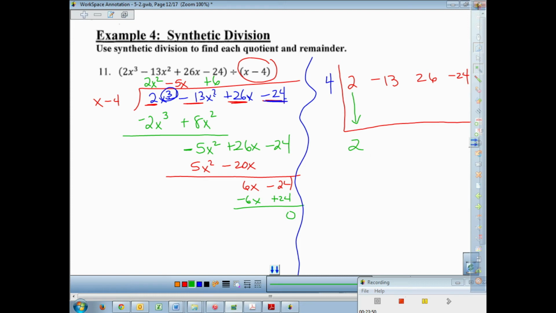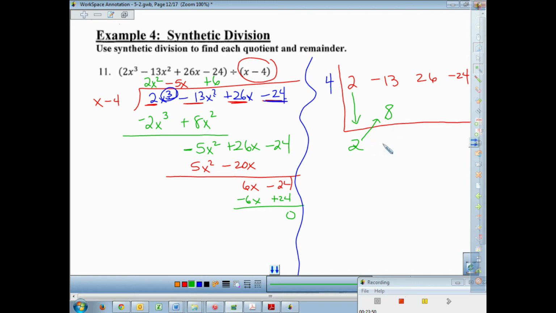You all good with that? Then you do a little multiply trick. You take this 4 times 2. What do you get? And it goes right here. Just draw yourself an arrow the first time or two. You multiply and put her right there. Awesome. Then you add them up. What's a negative 13 plus 8?